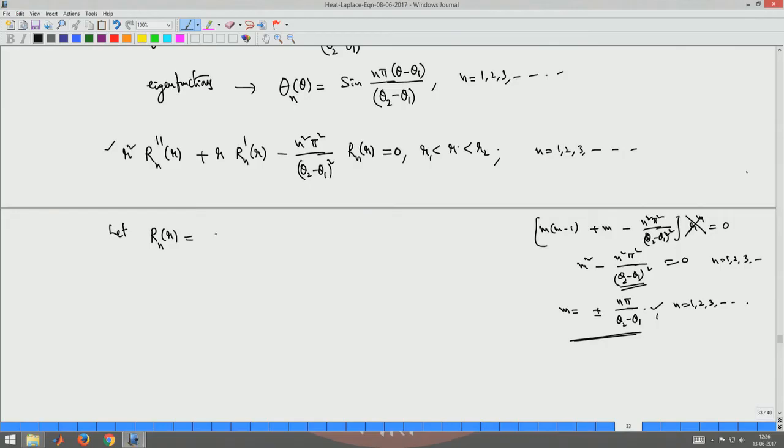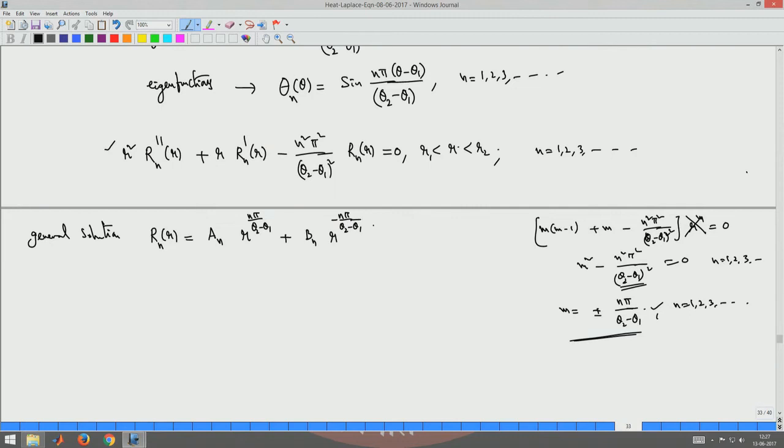So, you have two repeated roots. So, the general solution is, I can write the general solution now. If you know two linearly independent solutions, one is with the positive and the other one is the negative root. So, you have a_n as a constant, r^(n pi/(theta 2 minus theta 1)), this is one, and then plus b_n r^(minus n pi/(theta 2 minus theta 1)).